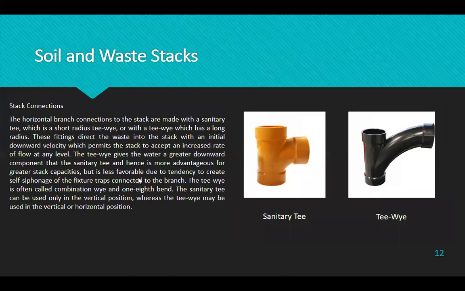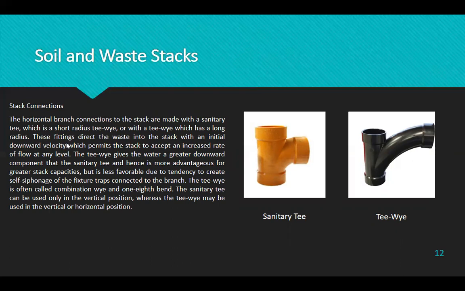Stack connection, paano makakabit yung mga branch mo. So ito, meron tayong sanitary T, meron tayong TY. Saan ginagamit yan? So the horizontal branch connections to this stack are made with a sanitary T, horizontal branch. This is a short radius TY. Ito long radius, ito short. With a T or with a TY which has a long radius. So ito yung isang mahaba.